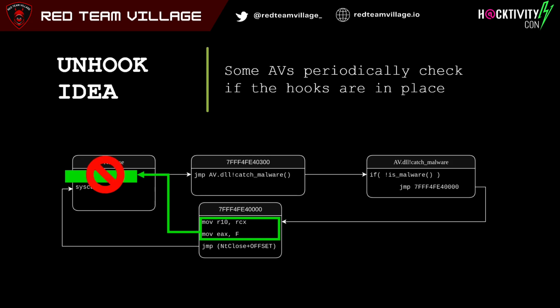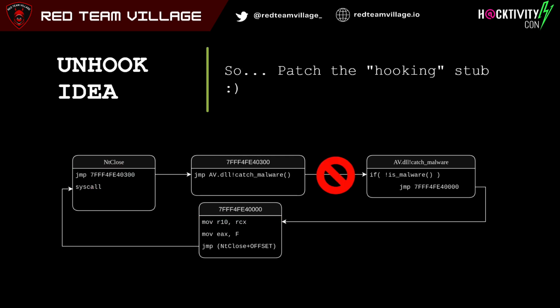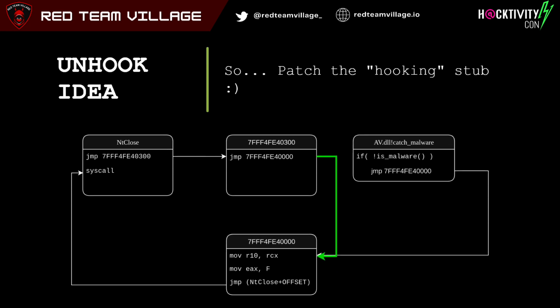However, some security products monitor their hooks, and they periodically check if the hooks are in place. So, how do we solve this issue? To solve this issue, we thought to overwrite the hooking stub instead of the original function, so that the API function will actually be hooked, but since we hijacked the hook, the AV code will never be called.